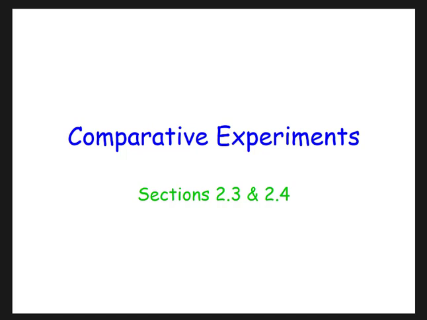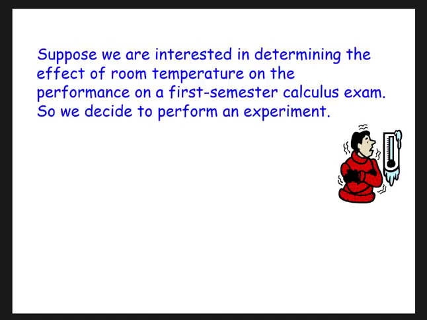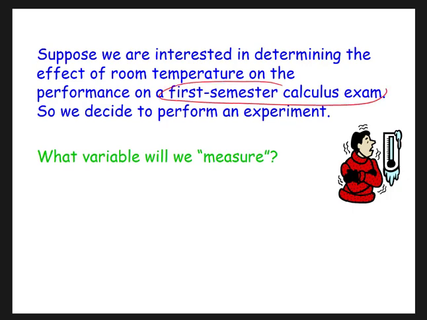Let's talk about comparative experiments. Remember, experiments are where you create a condition and randomly assign people to those conditions and see what happens. So suppose we are interested in determining the effect of room temperature on performance in a first semester calculus exam. So we perform an experiment. What variable will be measured? Well, the variable that will be measured is the performance on the calculus exam.